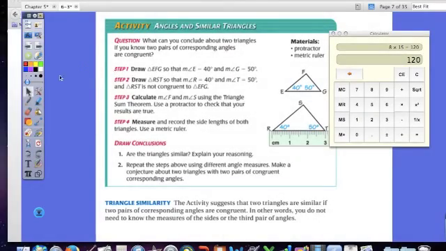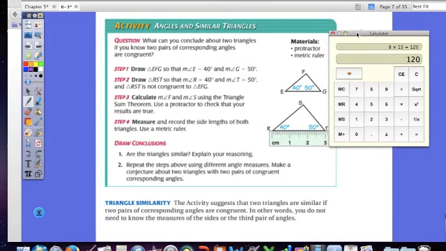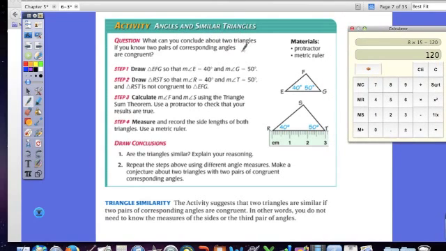So today we're going to talk about how angles affect similarity. We have a little activity we can do. The question: what can you conclude about two triangles if you know two pairs of corresponding angles are congruent? We talked about this in one of the warm-ups. Obviously, you can conclude that the third angle is going to be the same.